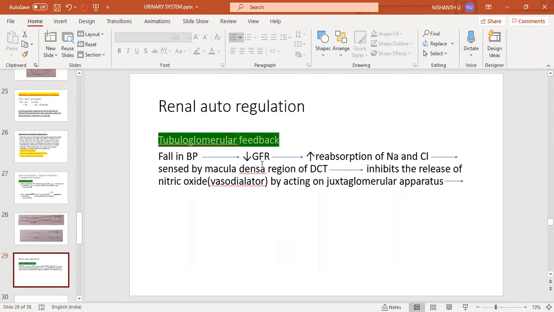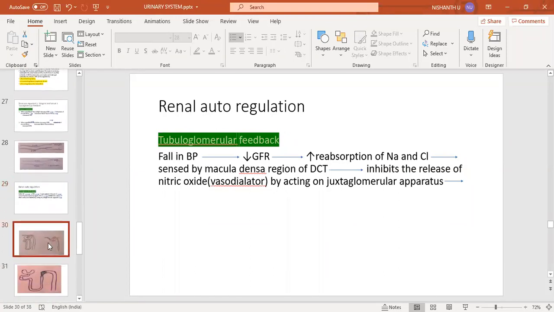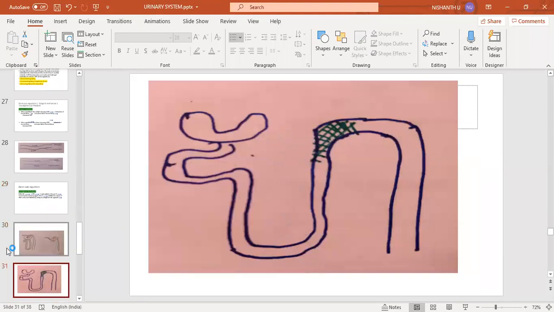When glomerular filtration rate is decreased, there is increased reabsorption of sodium and chloride, and it is sensed by the macula densa region of the DCT, which inhibits the release of nitric oxide, which is a vasodilator. That means when nitric oxide is inhibited, it causes vasoconstriction of the afferent arteriole. So thereby the glomerular filtration rate will be regulated. So this is what we discussed here, about the macula densa region.